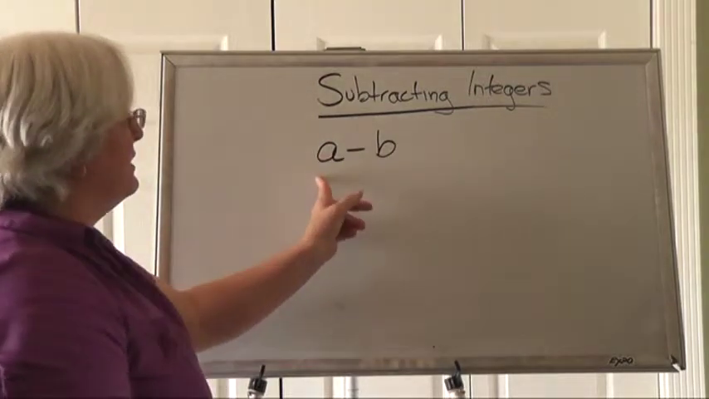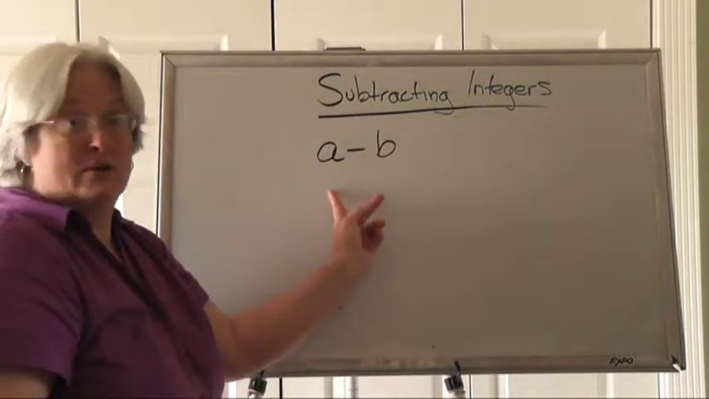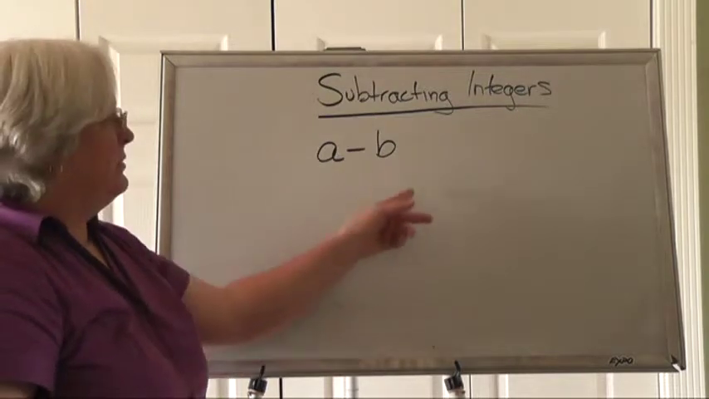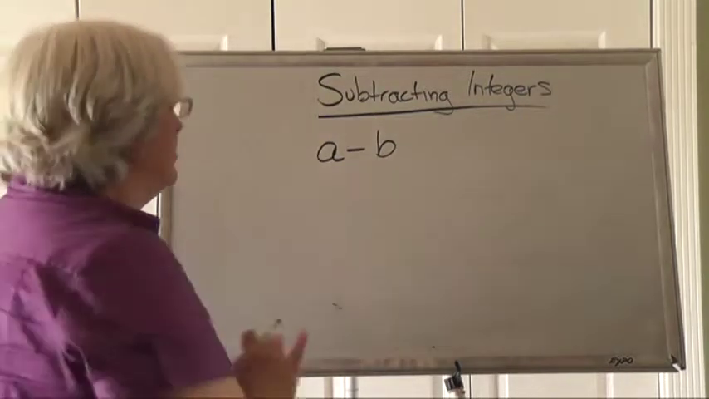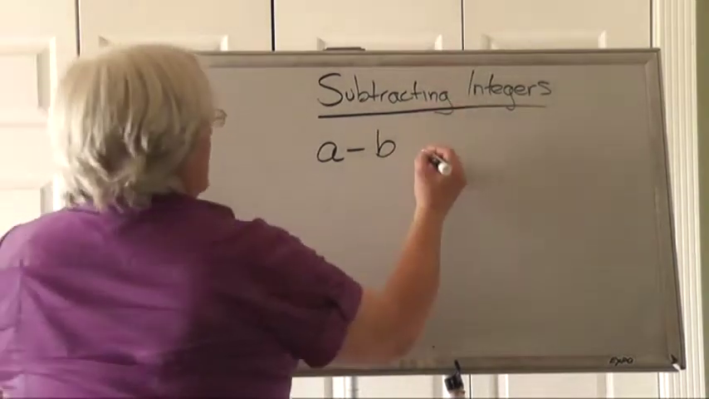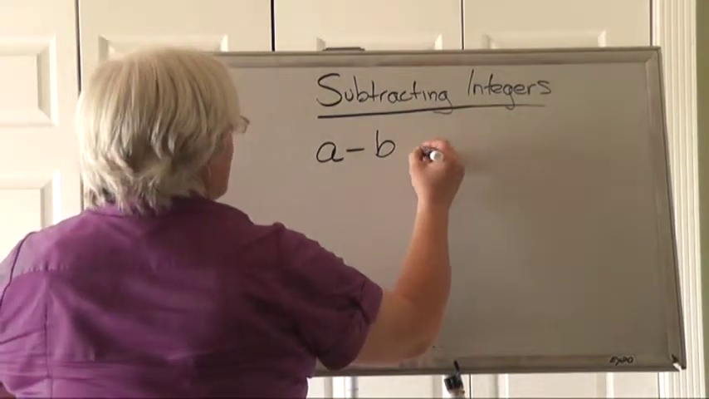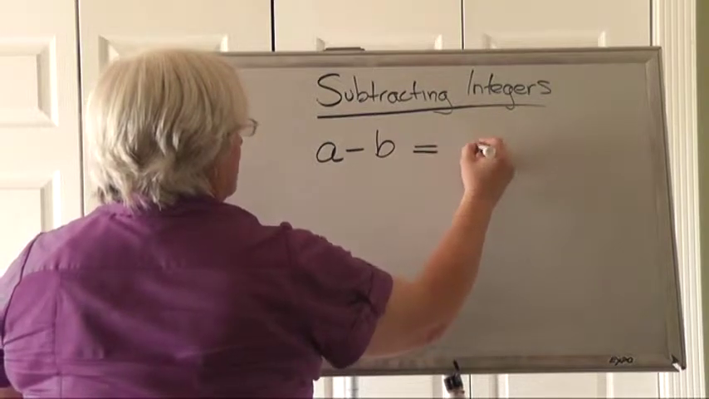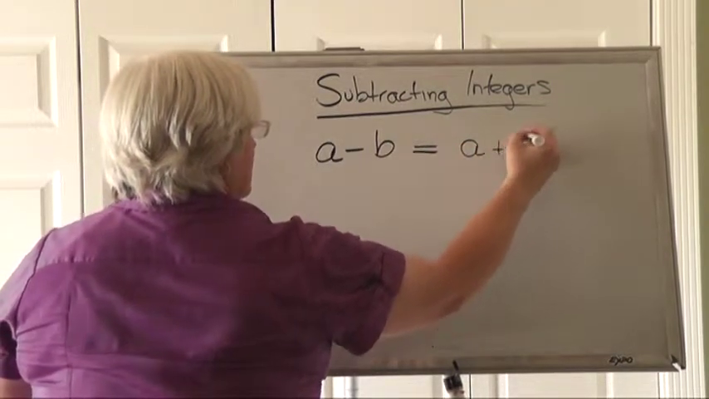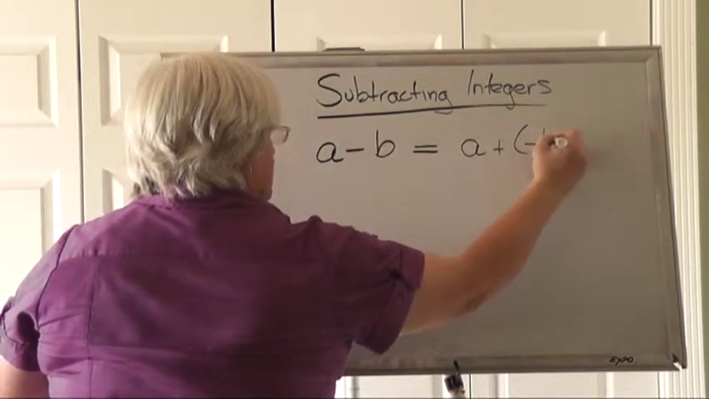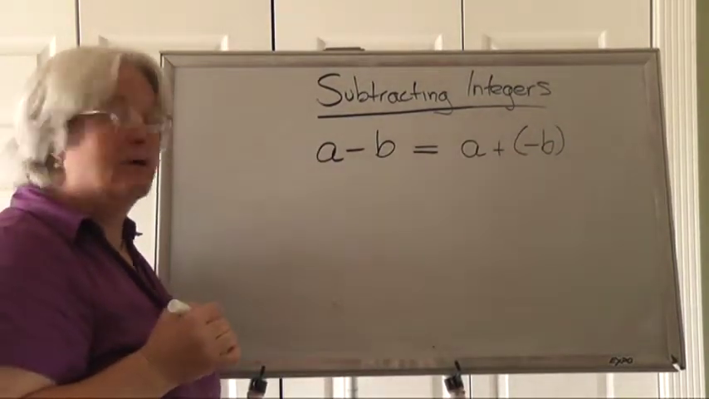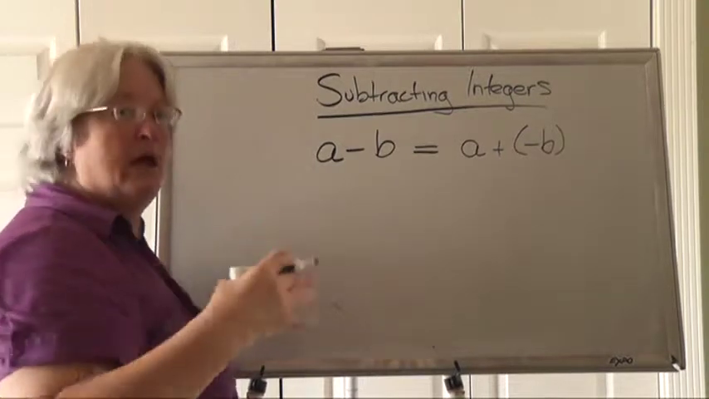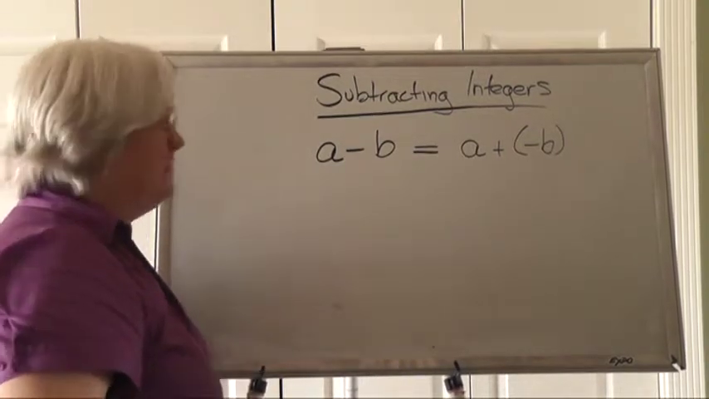So here you've got one number that's A. We don't know what it is, but we're going to call it A, and we have a number that's B. Don't know what it is, we're calling it B. We want to subtract those two numbers. And subtraction is the same as adding the opposite. So if you have A minus B, that's the same as saying A plus the opposite of B.